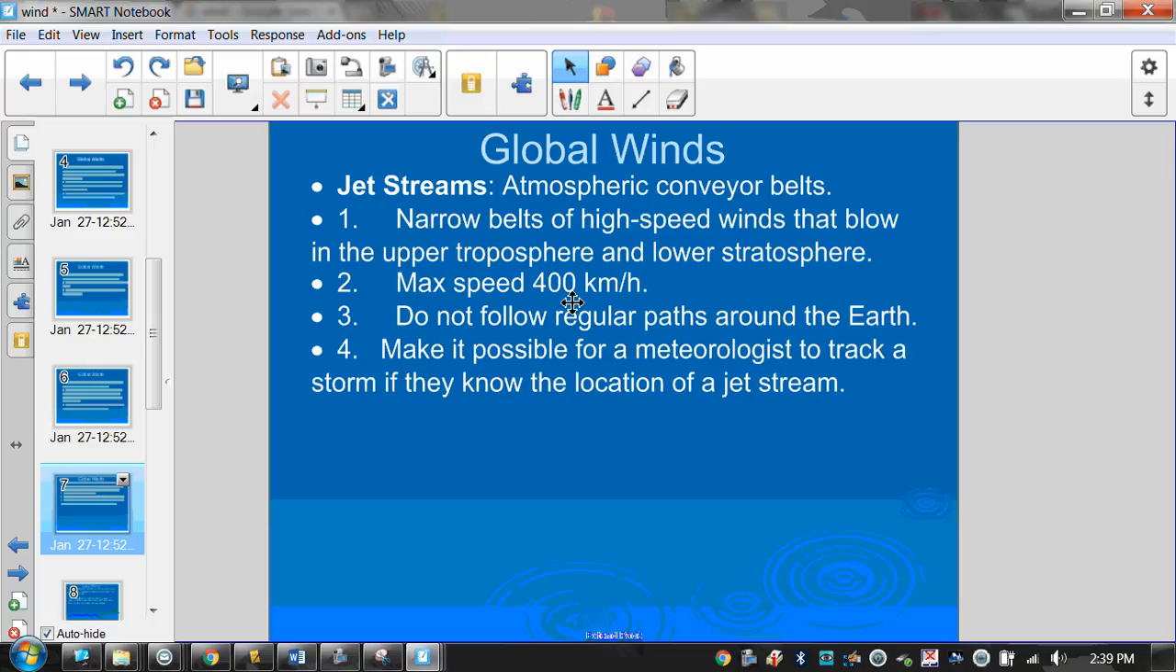And so when they look out and they see, oh, well, the area of high pressure is moving out, and it's going to allow the jet stream to dip back down, that's how they can predict storms, usually here in Arizona. So those are global winds.